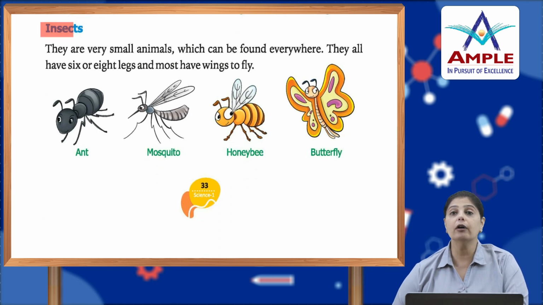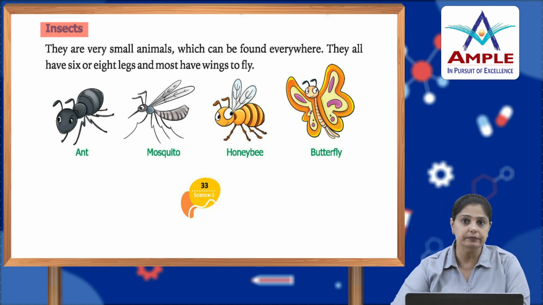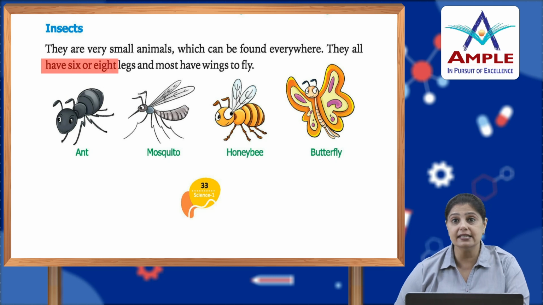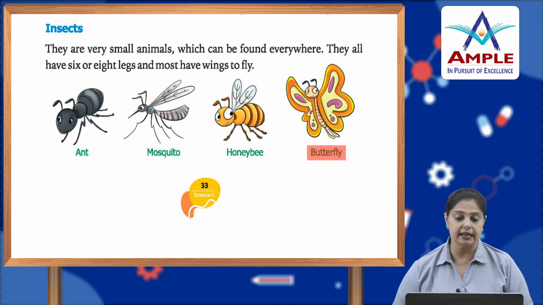Now, let us talk about insects. Now, what are these insects? Like, you must be seeing them crawling in your house most of the time, and they are found everywhere. So, be it at home or maybe in the park or maybe in the jungle. So, these insects are everywhere. They are very small animals, they can be found everywhere and they all have 6 or 8 legs, and most have wings to fly. Like ant, you have mosquito, you have honeybee and you have butterfly also. These are all different types of insects.